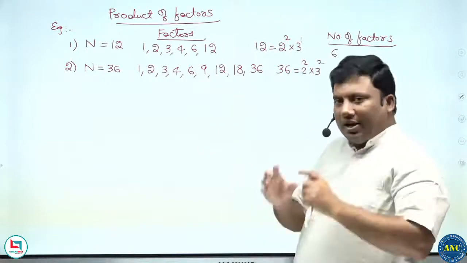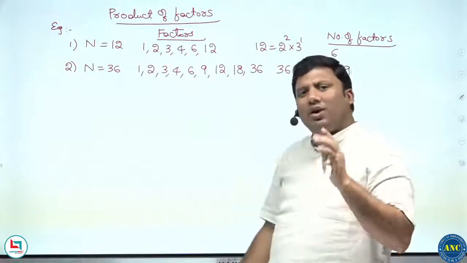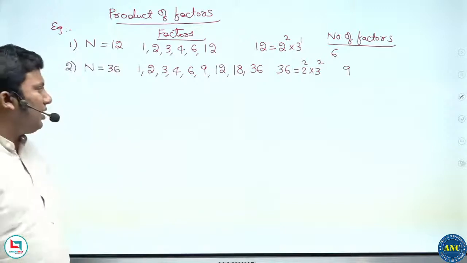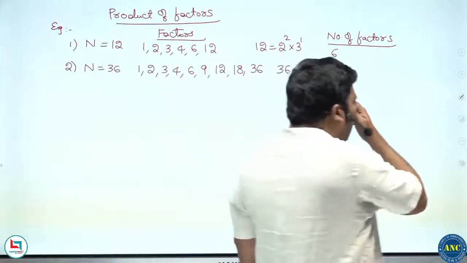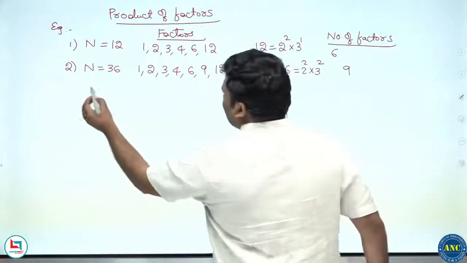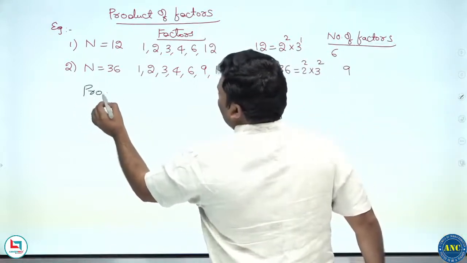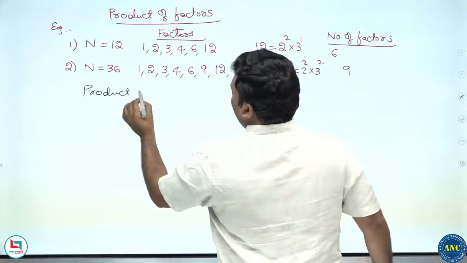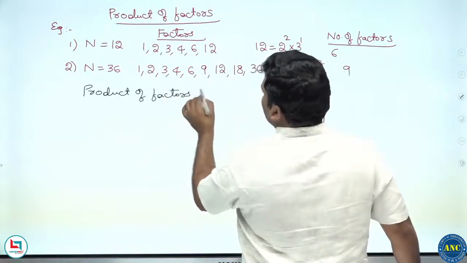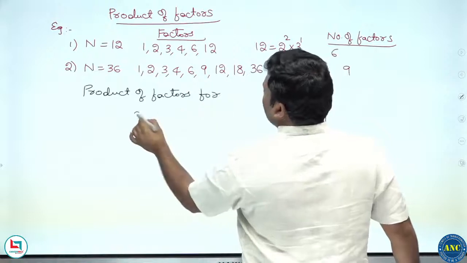Now see here. I just took a number and I listed all the factors of that number. Now I want the product of the factors. Let me do the first question.